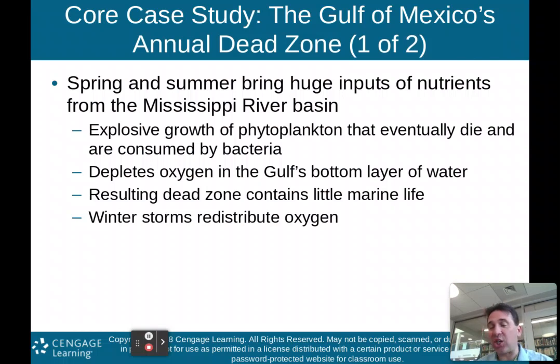What happens then in the winter is that storms redistribute the oxygen around the Gulf of Mexico, and the dead zones basically die. Again, the winter storms, the wind and stuff, will cause the water to churn up, and that will redistribute the oxygen. The dead zone goes away, and then every spring and summer, the dead zones pop back up again.